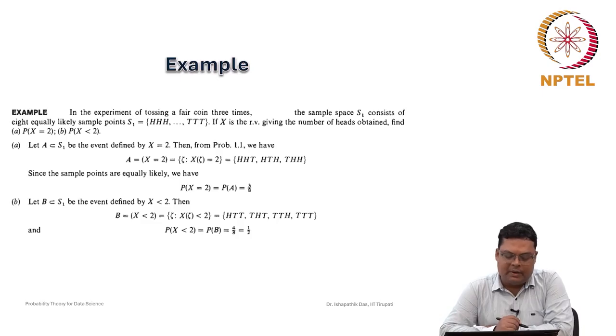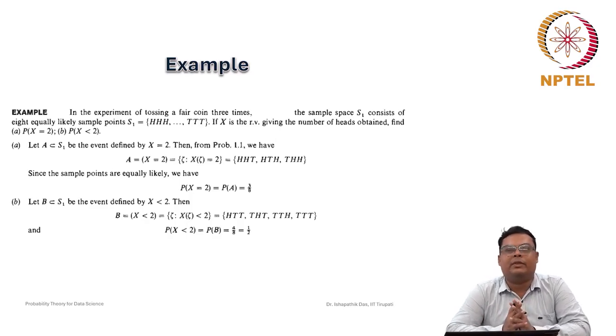So, in the experiment of tossing a fair coin 3 times, the sample space S1 consists of 8 equally likely sample points. S1 is equal to this. Basically, whenever we say a coin is fair, or sometimes say that the coin is unbiased, that means both head and tail are equally likely, and that means the probability of head is half.